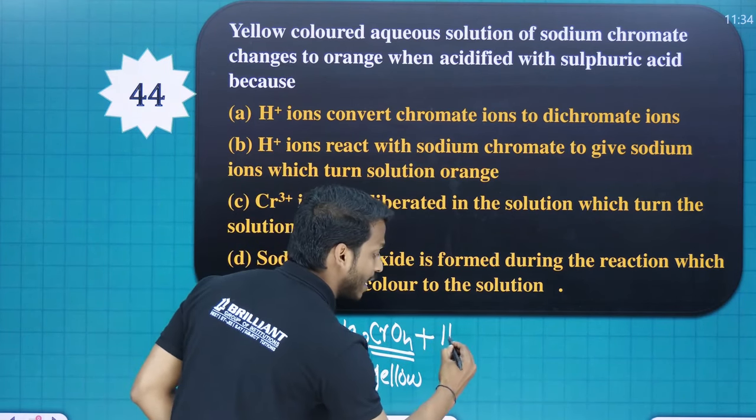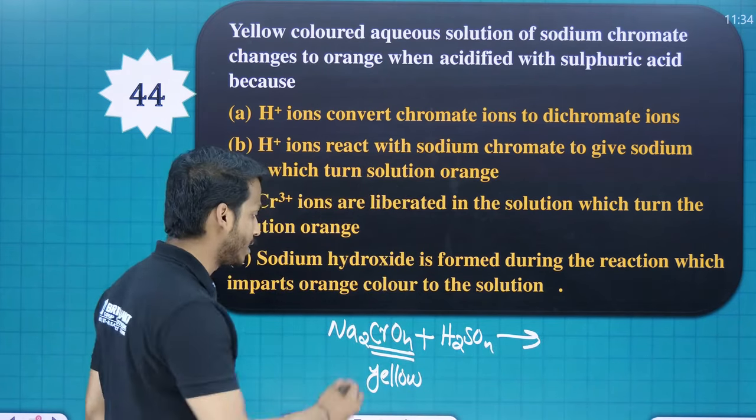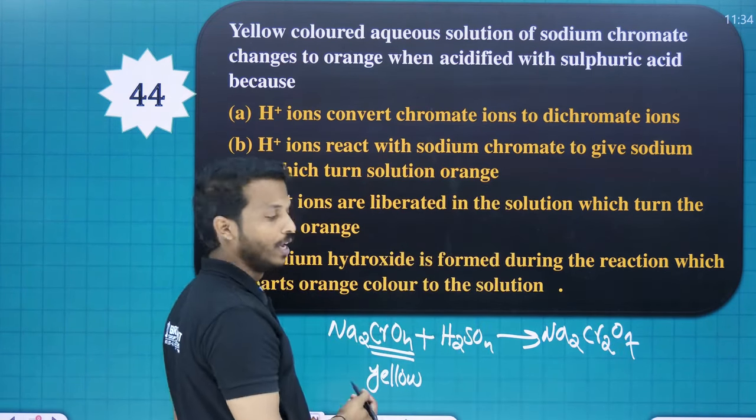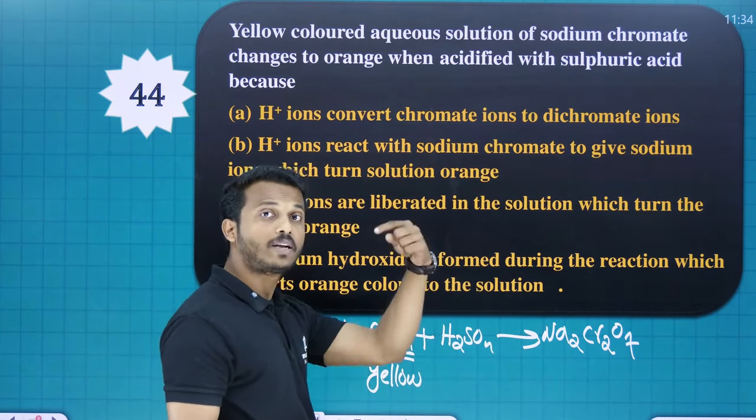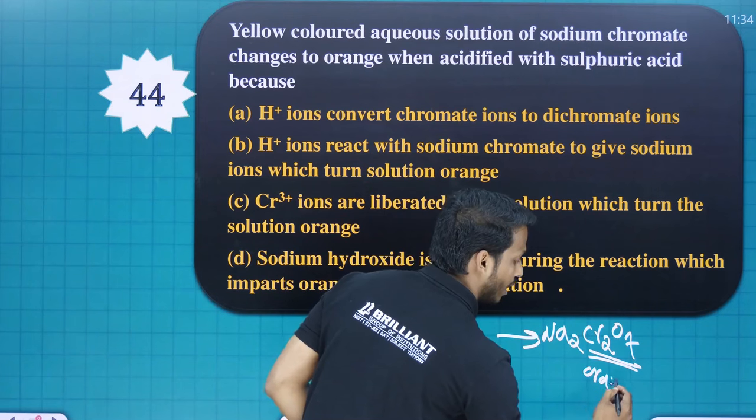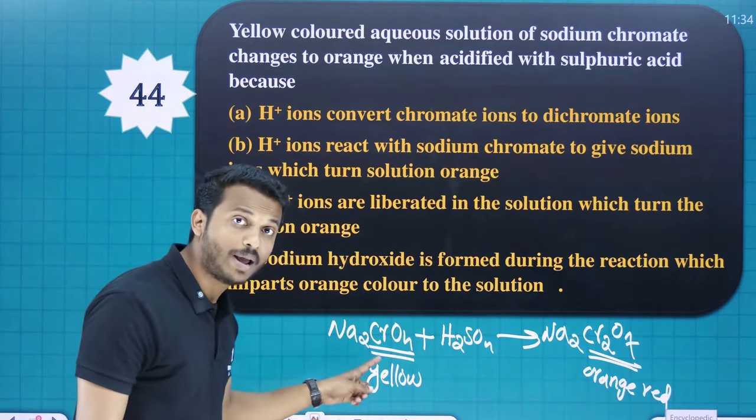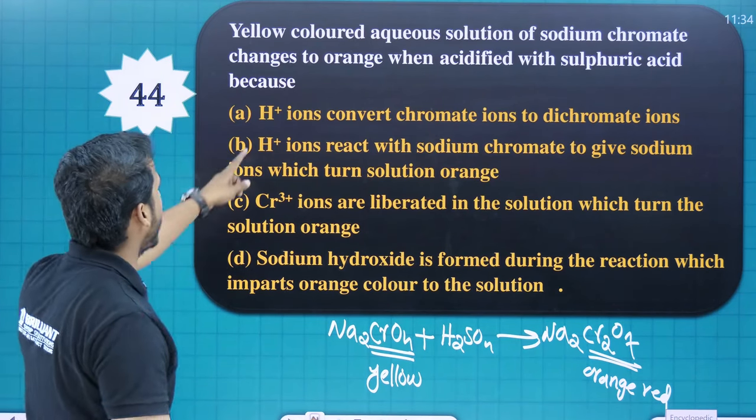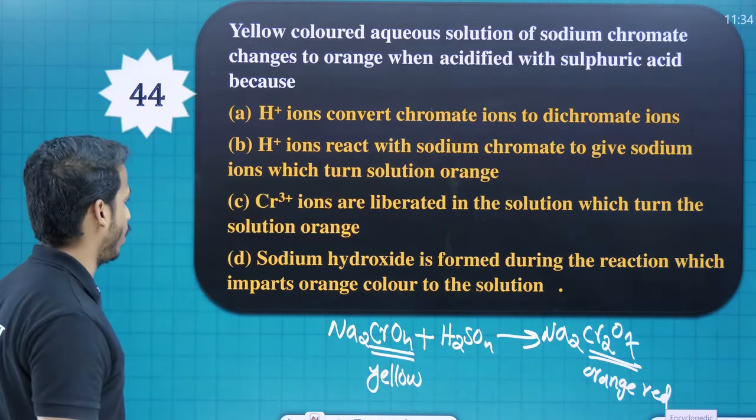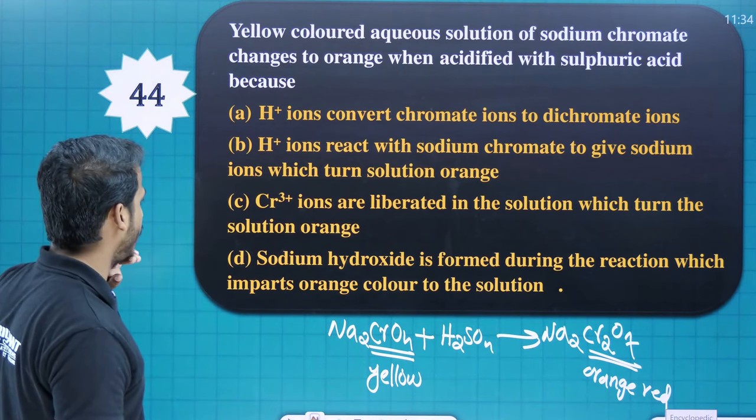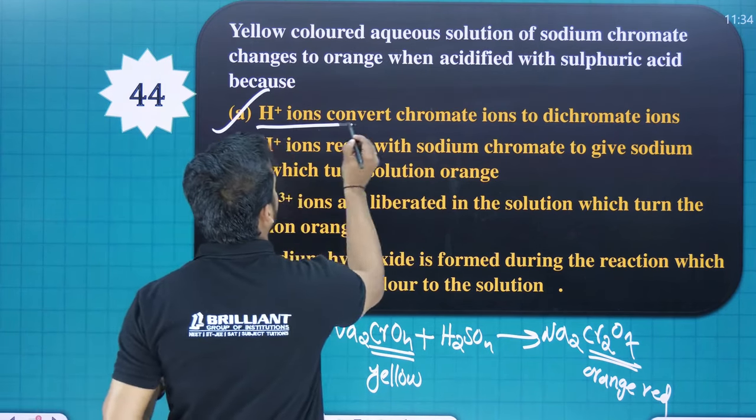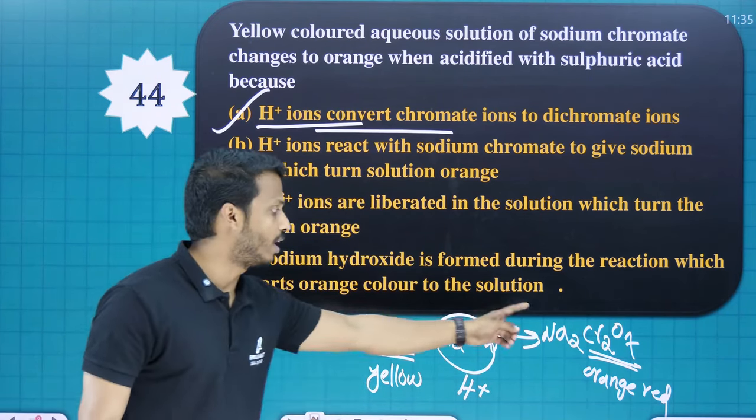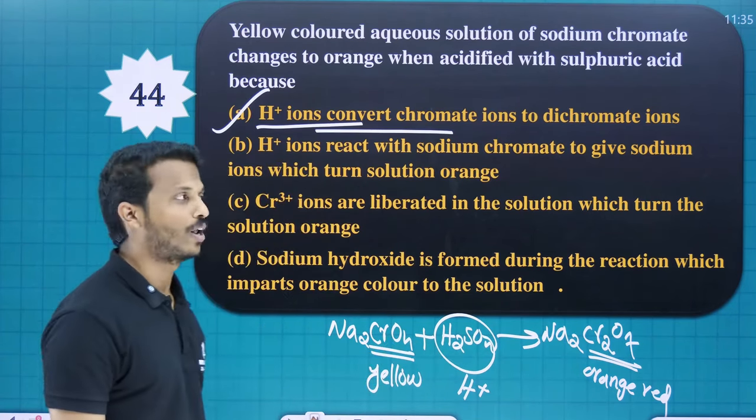This chromate we acidify in the second step with sulfuric acid. The Na2CrO4 becomes Na2Cr2O7, sodium dichromate. Sodium chromate on acidification becomes what? Sodium dichromate. And dichromate is orange red in color. So chromate in acidic medium becomes dichromate, that is orange red. So what is the reason? H plus ion converts chromate ion to dichromate ion, formed during the reaction, which imparts orange color to the solution. It means H2SO4 gives H plus, right? H plus ion converts chromate to dichromate. Chromate is yellow, dichromate is orange red in color.